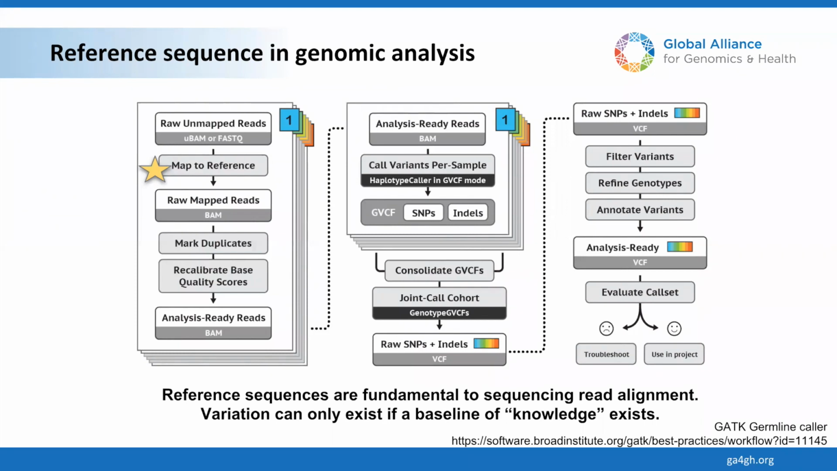Effectively, what we have done within bioinformatics and genomics in general is to now declare variation as a difference from that baseline reference. So we technically don't have variation unless we have a reference.